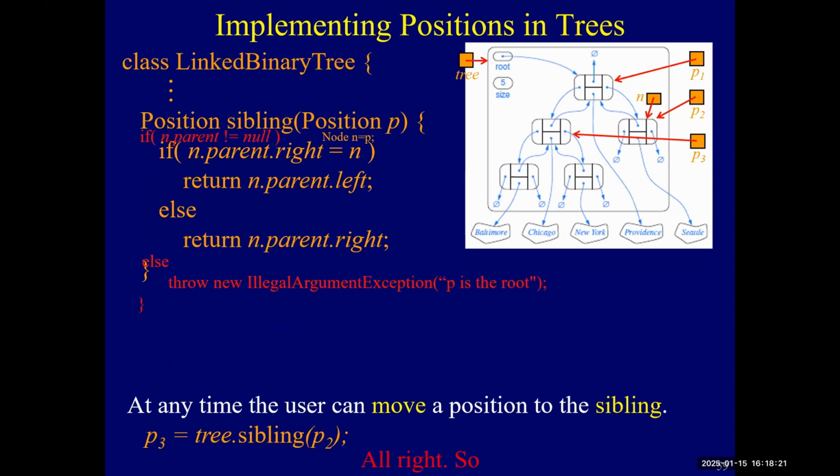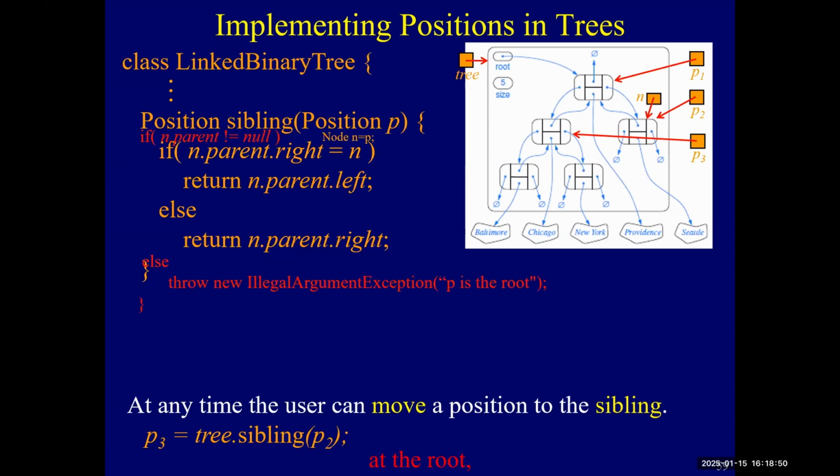All right. So what does an exception in general mean? Suppose I pass this routine the root. This is what I'm checking: if n dot parent is null.